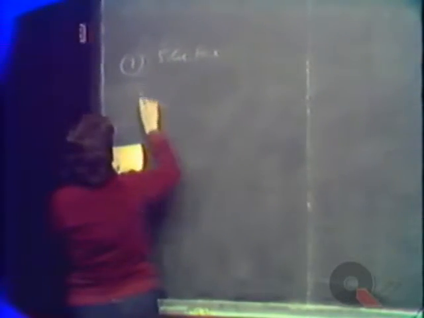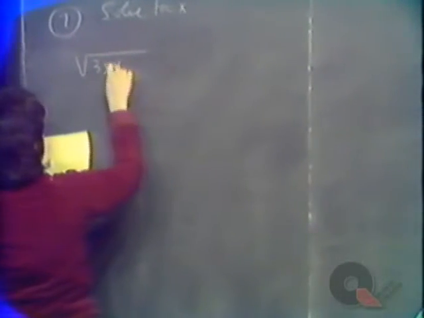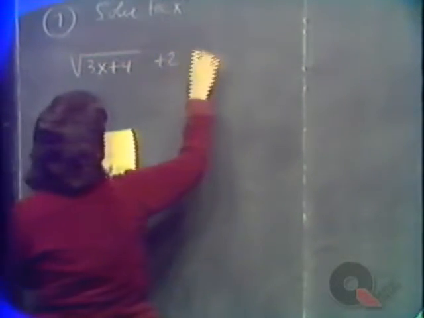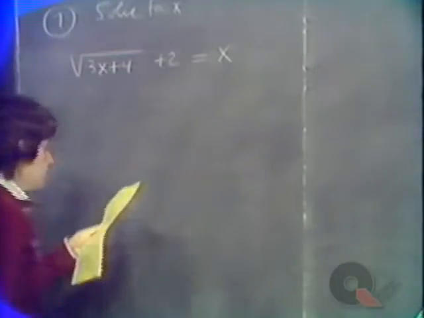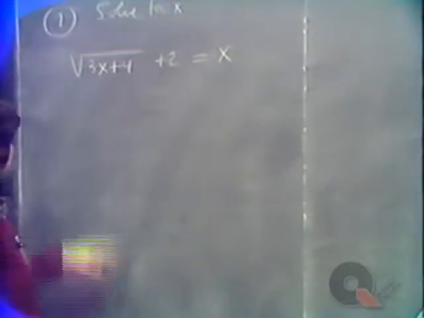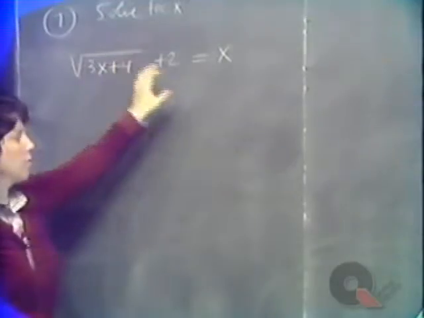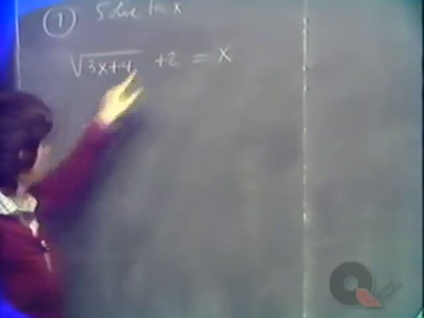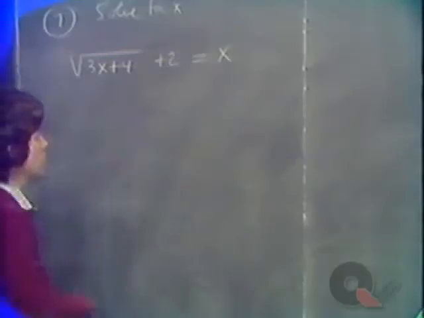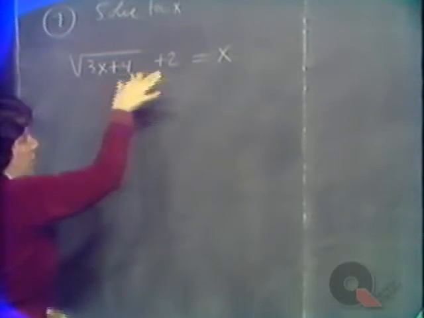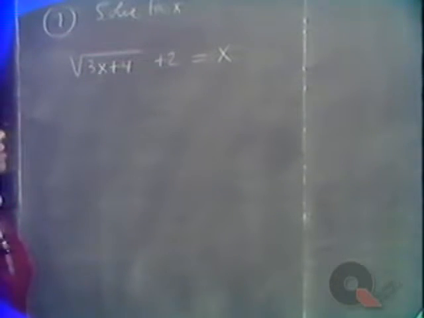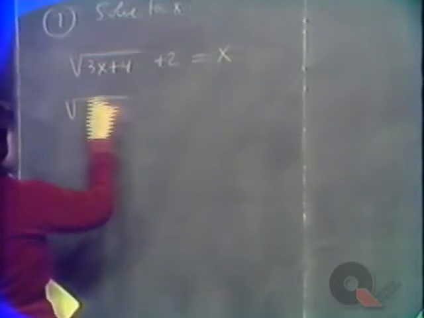This is example 7. Solve for x. The square root of 3x plus 4 plus 2 equals x. Okay, here we have a square root. We're going to square both sides, but not in this form. First we're going to isolate the square root. You can't just square both sides in this form, because it would be a binomial, and you would have the inner and outer terms, which would still involve the square root. So you first have to isolate the square root.